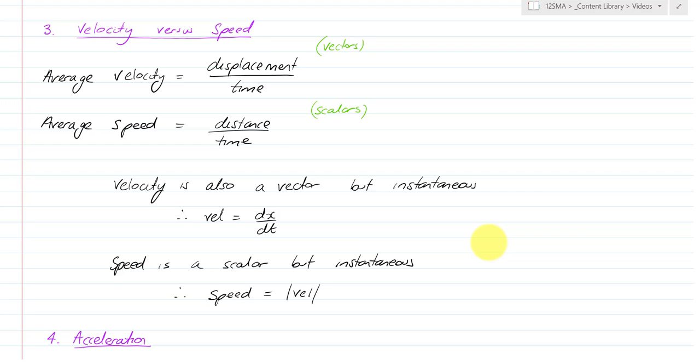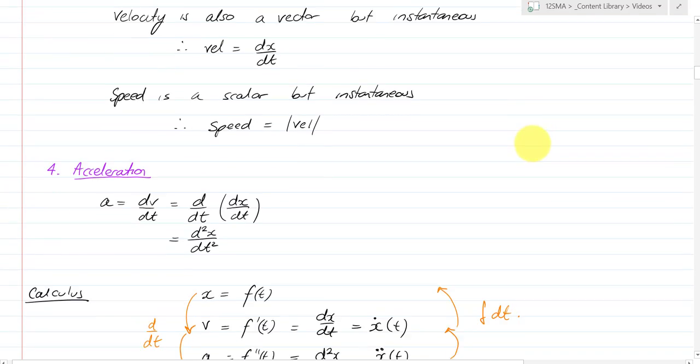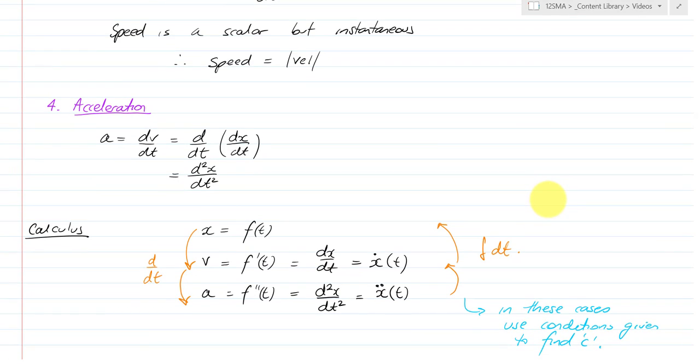So velocity and speed are the instantaneous rates of change of the average velocity and the average speed. So we might talk about those 4 things: average velocity, average speed, velocity, and speed. And of course, acceleration is the instantaneous rate of change of velocity, dv/dt, which is the instantaneous rate of change of displacement x. So it's d/dt of dx/dt, which is d squared x over dt squared.